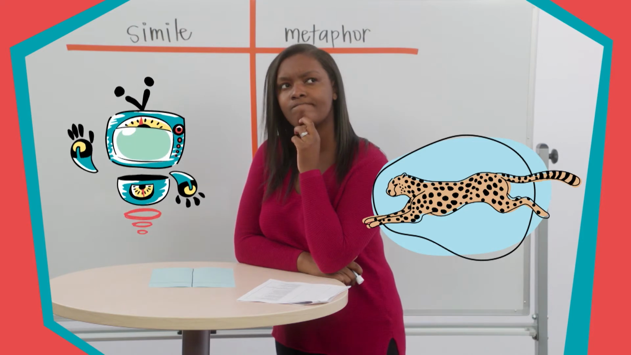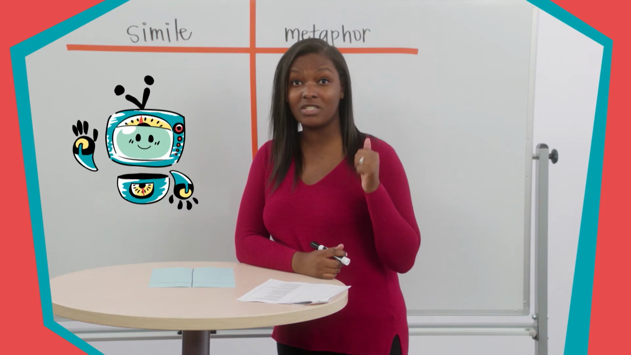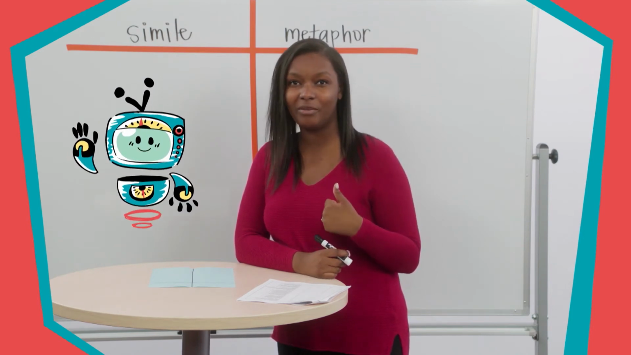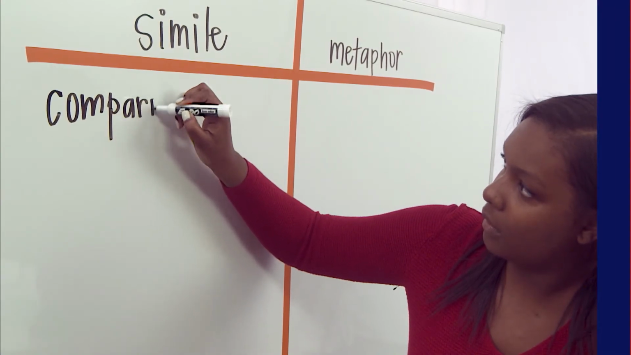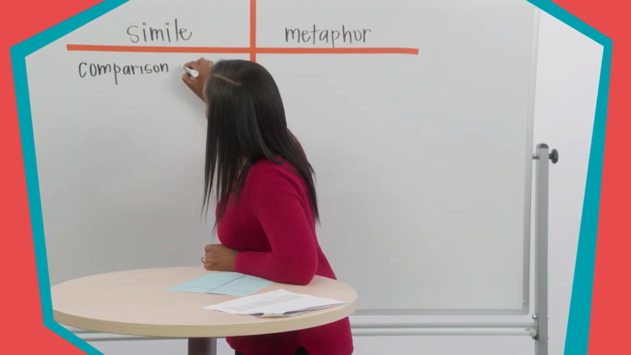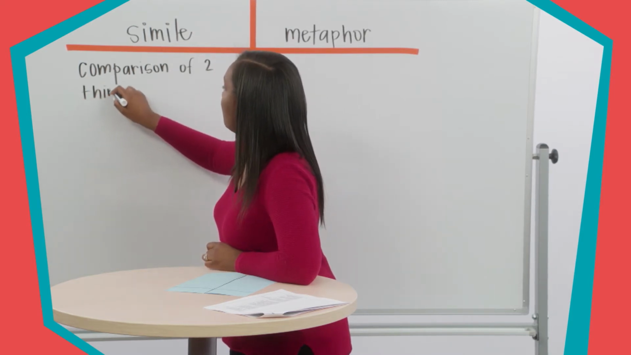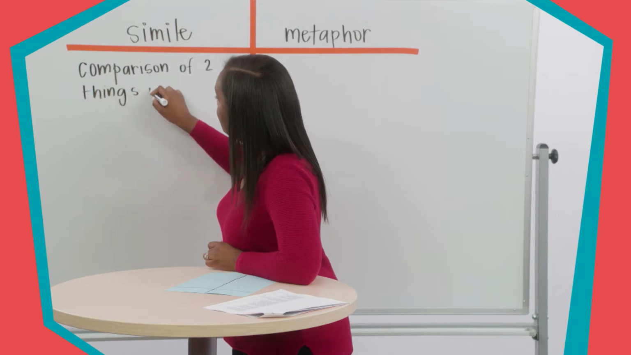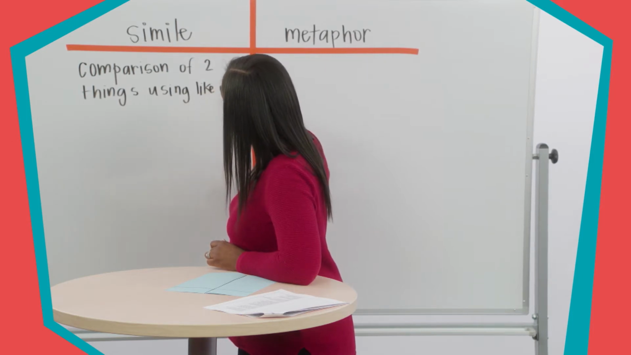Let's think about that. If you said something like a comparison of 2 things using the words like or as, then you're right on track and you're on the ball. Let's add that definition to our T-chart. Comparison of 2 things using like or as.